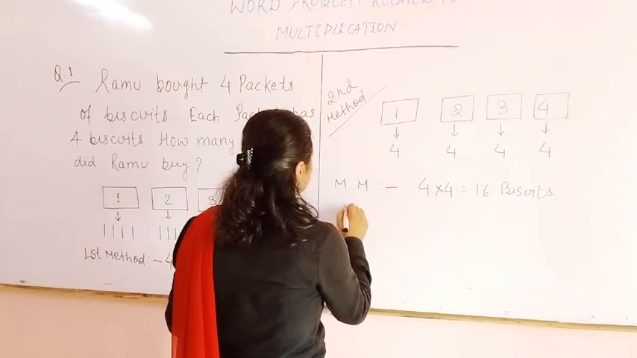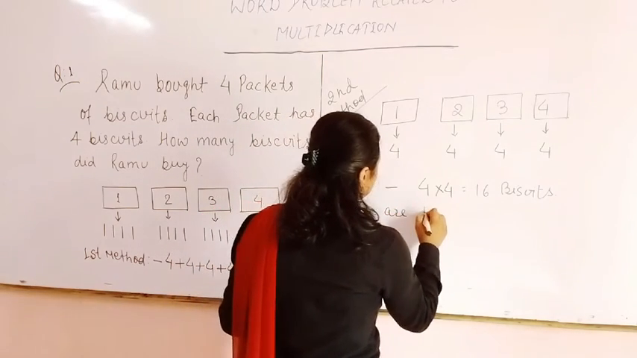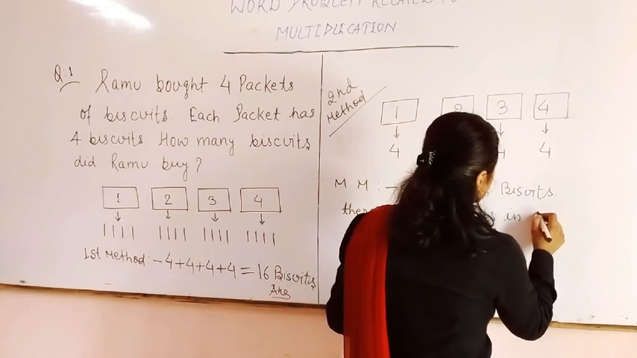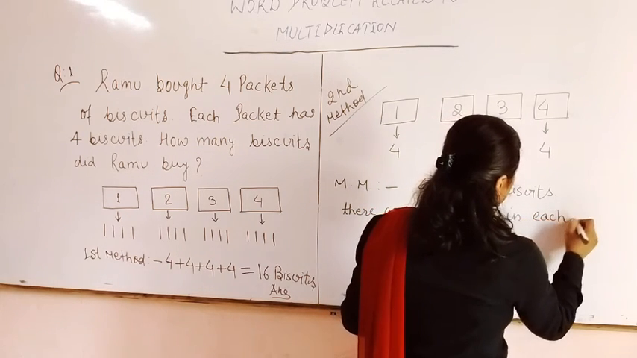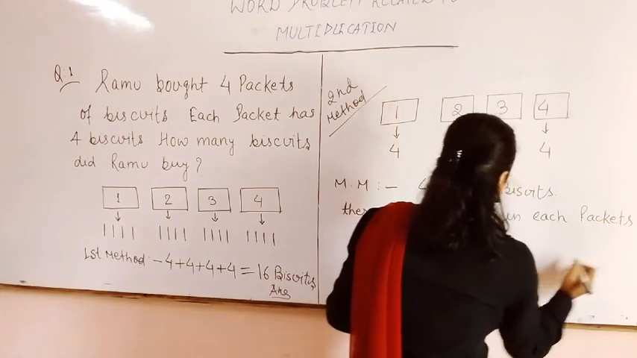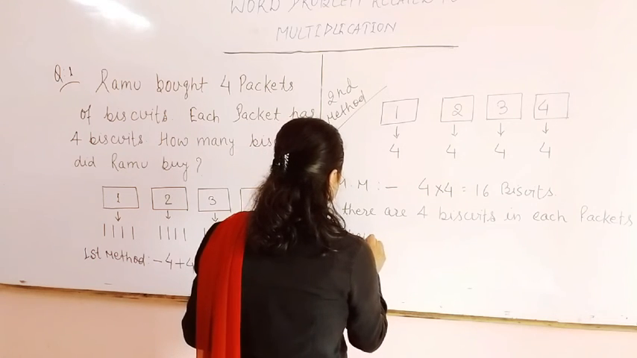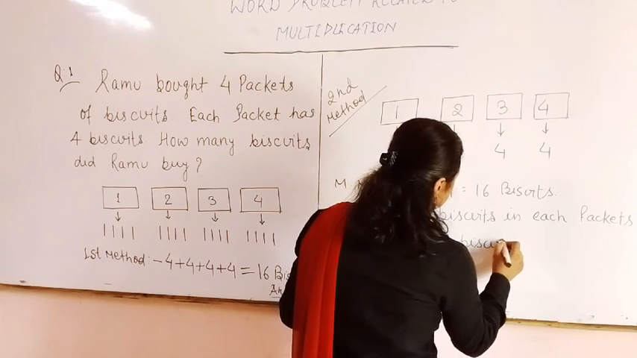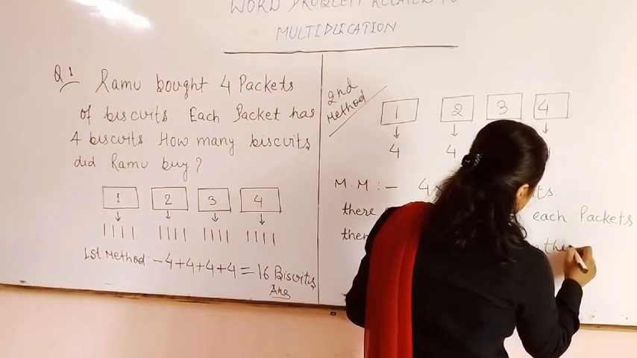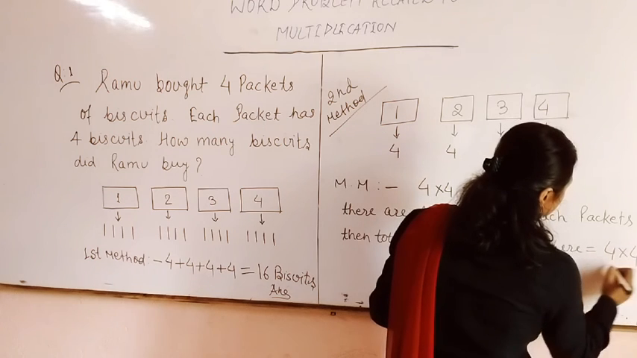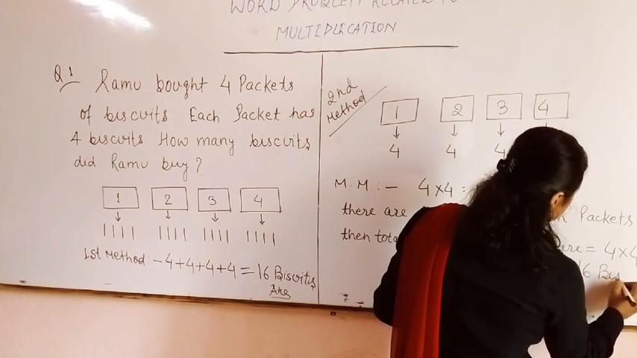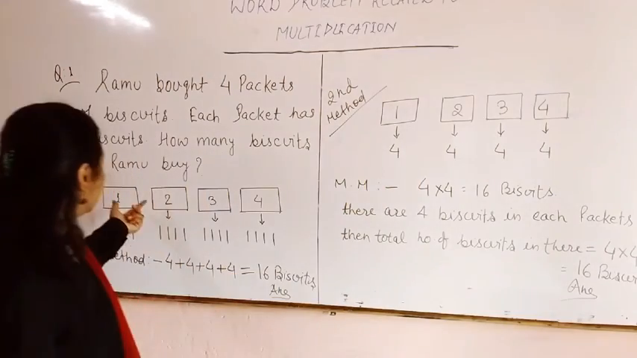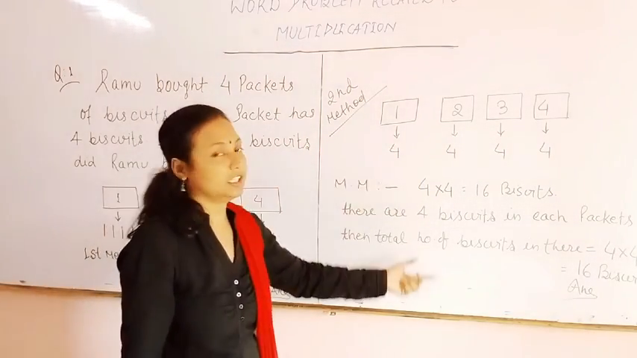In words, there are 4 biscuits in each packet. Then the total number of biscuits in there is 4 multiplied by 4, so the total number is 16. This is the first method of addition, and this is the second method of multiplication. Okay.